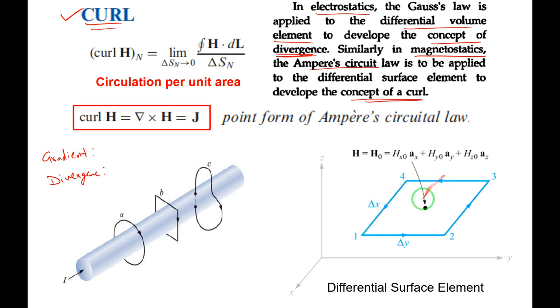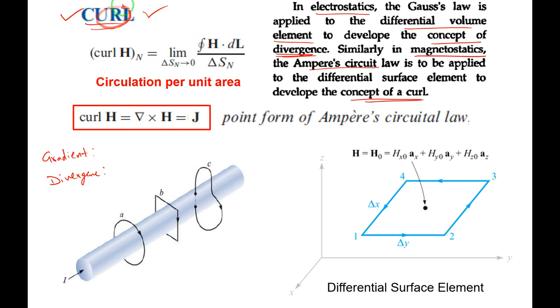This is having rotation. Usually curl is applied whenever there is a rotational effect. Whenever there is a current carrying conductor, surrounding it there are magnetic flux lines which have a rotational effect, in a circular fashion. So at that time we have to apply the curl.